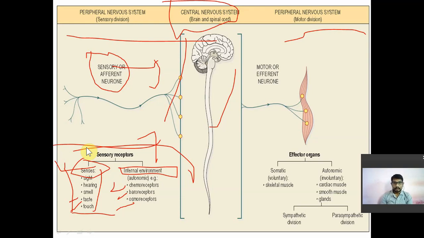Then baroreceptors means pressure receptors. Mostly blood pressure is controlled by baroreceptors. For example, your normal blood pressure is in the range of 120 by 80. That is normal blood pressure: systolic 120 mm of Hg and diastolic 80 mm of Hg. So that is normal.